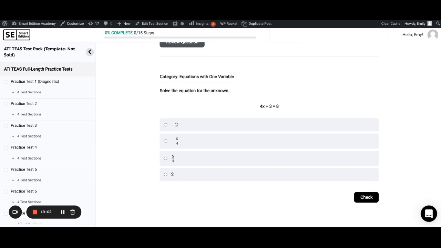Okay, this is an equation with one variable. Solve the equation for the unknown. So here you are solving for X. And the correct answer to this is C.